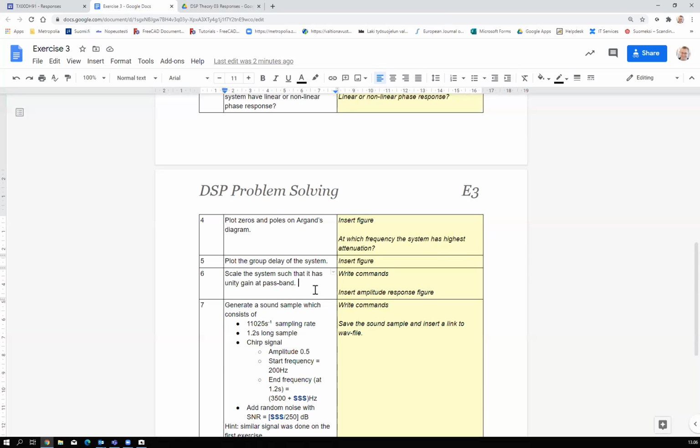Scale the system such that it has unity gain at the passband, which is a good property for a filter. Generally you don't want to have a filter which has anything else than unity gain, since then you can have separate gain blocks to multiply the signal. So that will be volume control.